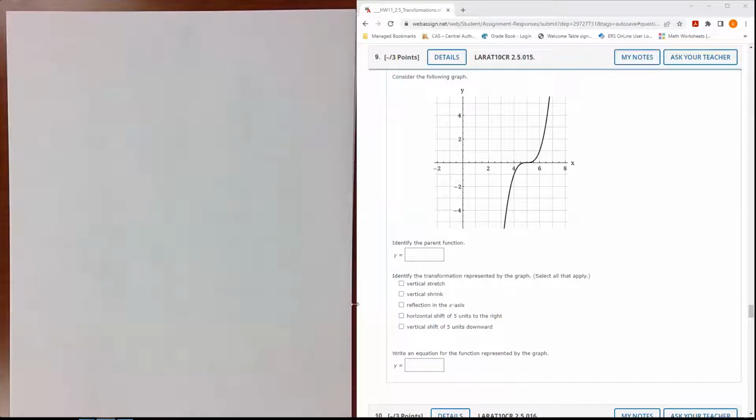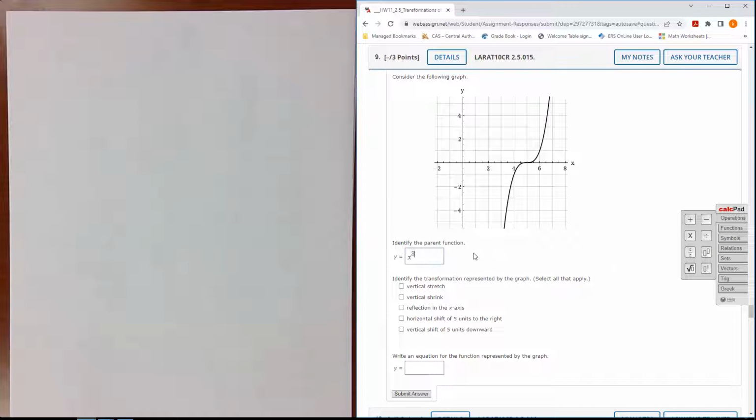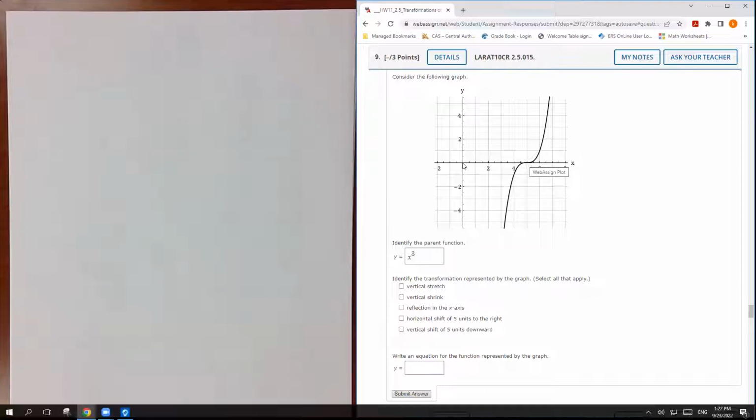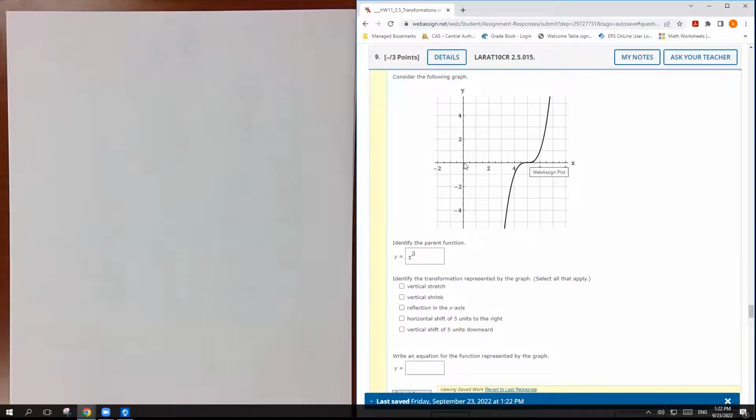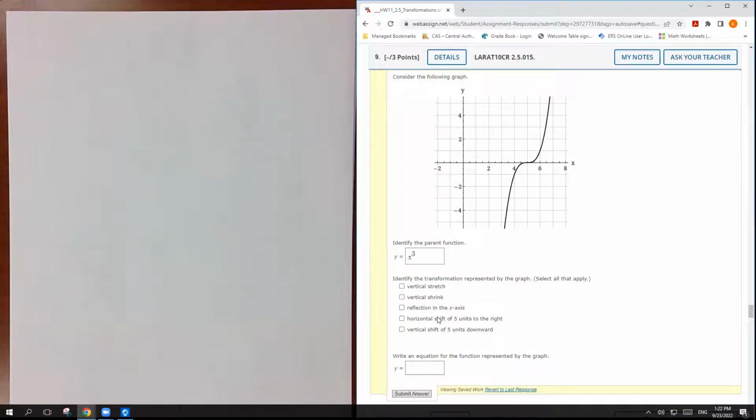Now our new graph, and we have to write down, first of all, the parent function. This is the graph of the parent function for x cubed. So we're going to type just x cubed. Now, let's check what happened to the graph. The graph is shifted to the right. So it's a horizontal shift to the right. How many units? Because here is the basic function, the original point, and it's shifted 5 units. So it's a horizontal shift 5 units to the right.